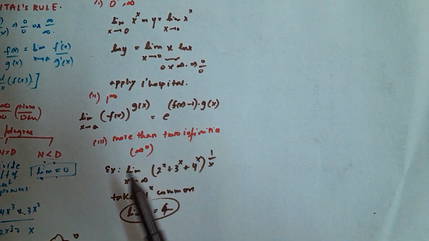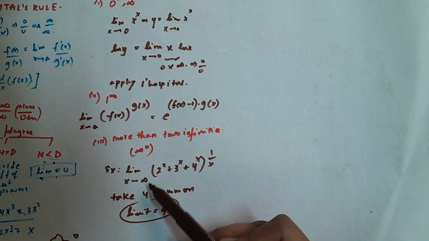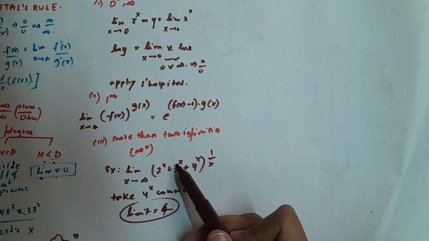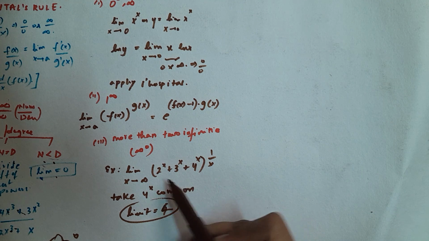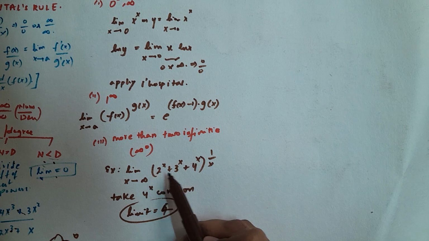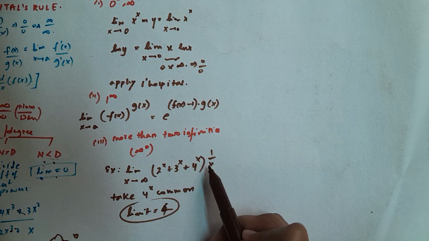And lastly, when you have more than two infinities approaching, look at this example. When we substitute x as infinity, all of these quantities approach infinity. And you can see that this thing as a whole is in the form of infinity to the power 0, because 1 by infinity is a 0.